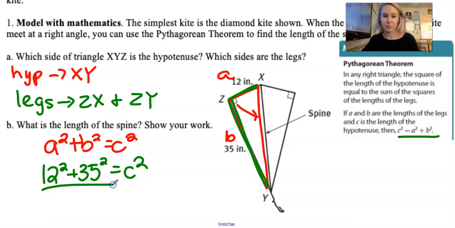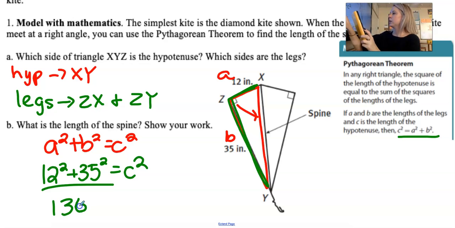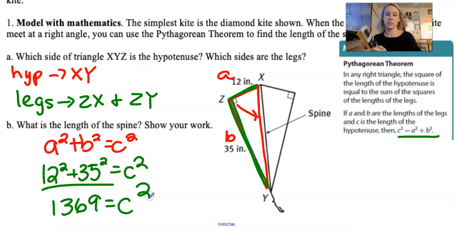Now, I'm just going to type this in. So you would say 12 squared plus 35 squared. Okay? The squared button is located diagonal to the 7 to get that exponent up there. But you get 1,369 equals c squared.